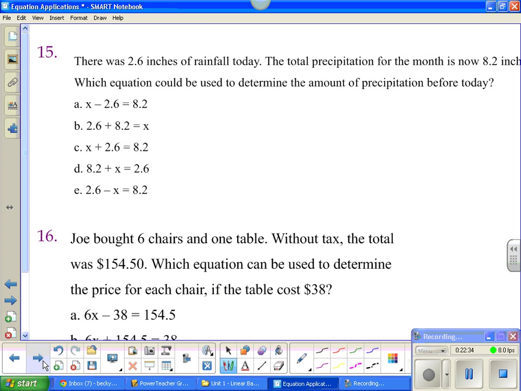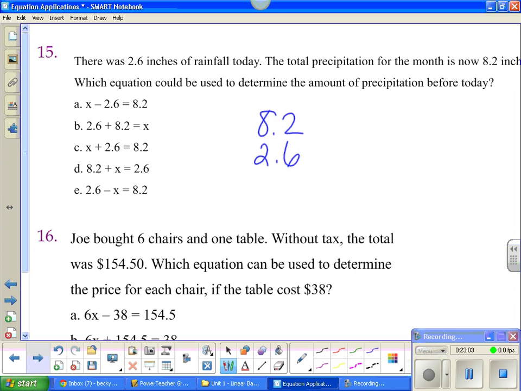Number 15, there were 2.6 inches of rainfall today. The total precipitation for the month is now 8.2 inches. Which equation could be used to determine the amount of precipitation before today? So we have 8.2 inches now, and there were 2.6 of it today. So if you just think about this logically, well, you should just subtract these. Okay, but we want an equation that represents this.